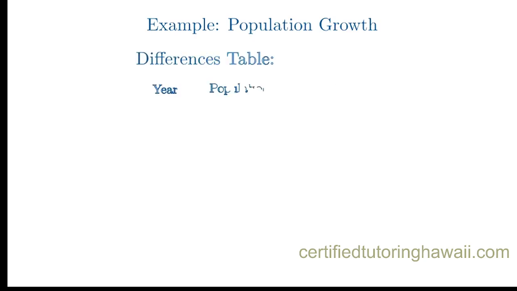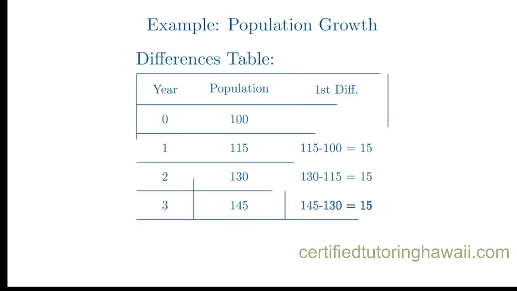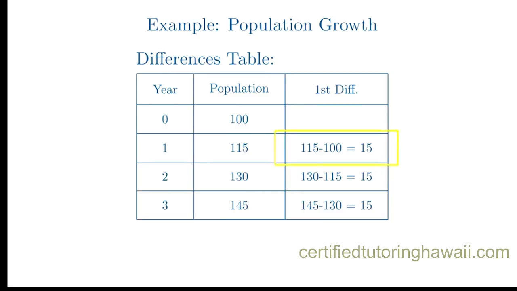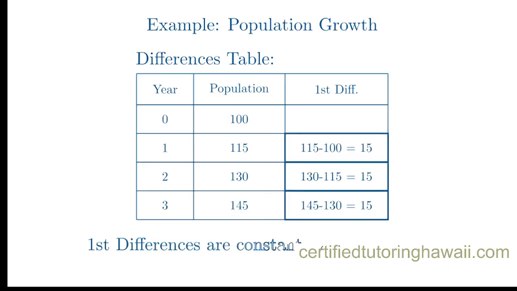Let's first analyze the rates of change. We'll build a differences table. The difference between year 1 and year 0 is 15. The difference between year 2 and year 1 is also 15. And so is the difference between year 3 and year 2. The first differences are constant and non-zero. According to our selection guide, a constant rate of change indicates a linear model.